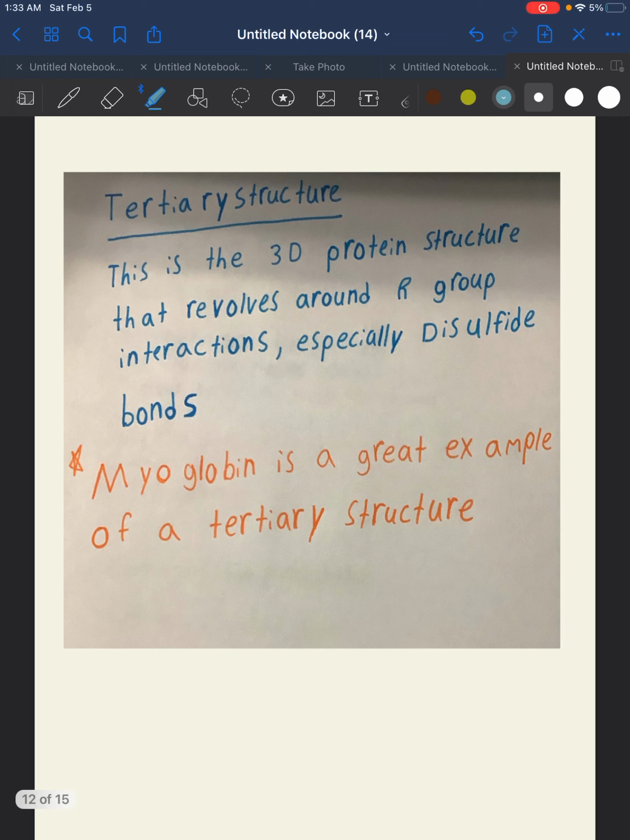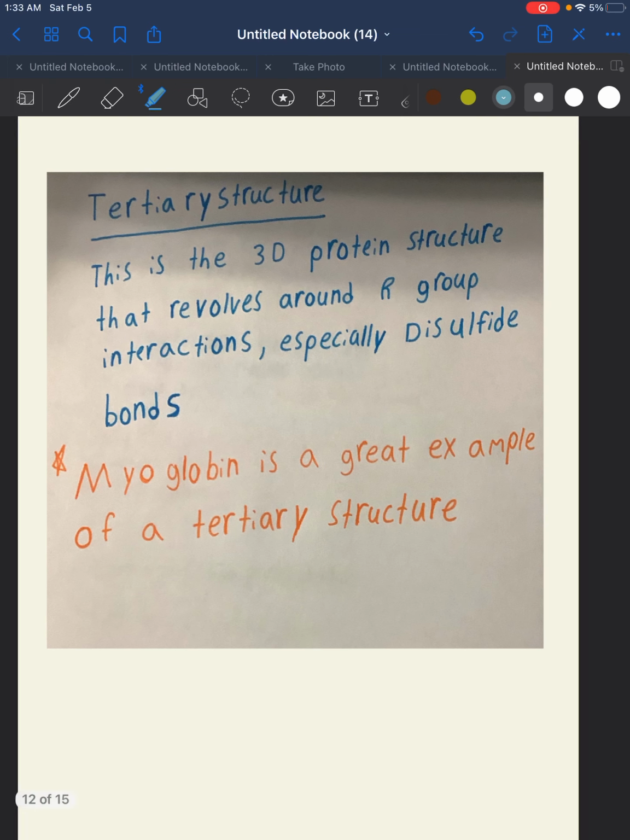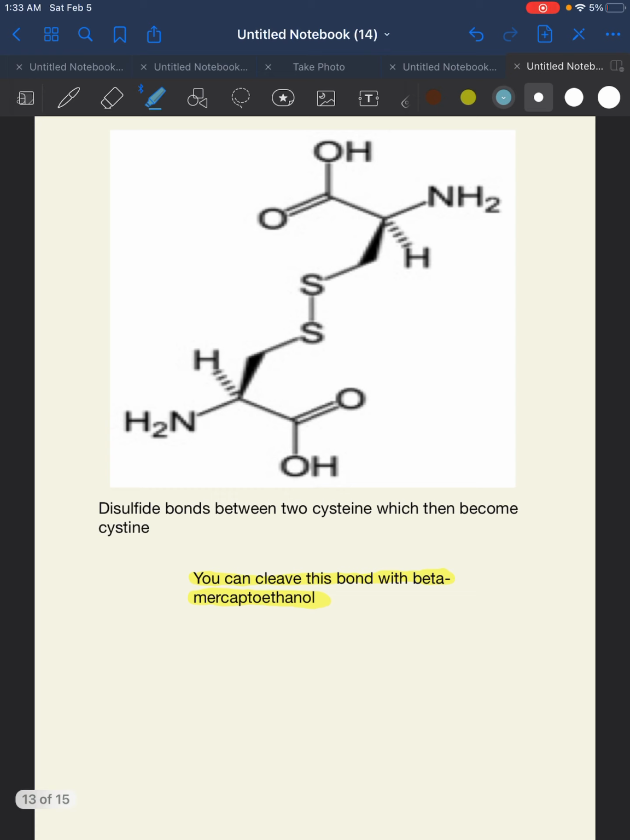So the tertiary structure is the next structure we're going to be taking a look at. Tertiary structures are your 3D structures that usually occur due to R group interactions such as disulfide bonds. But these are your 3-dimensional protein structures. Myoglobin is an amazing example of a tertiary structure. And a disulfide bond, what exactly is that? A disulfide bond occurs between the sulfur present on cysteine, and when it forms this bond, it turns into cystine, and this can then be cleaved via something called beta-mercaptoethanol. I can't really pronounce that very well, I apologize.